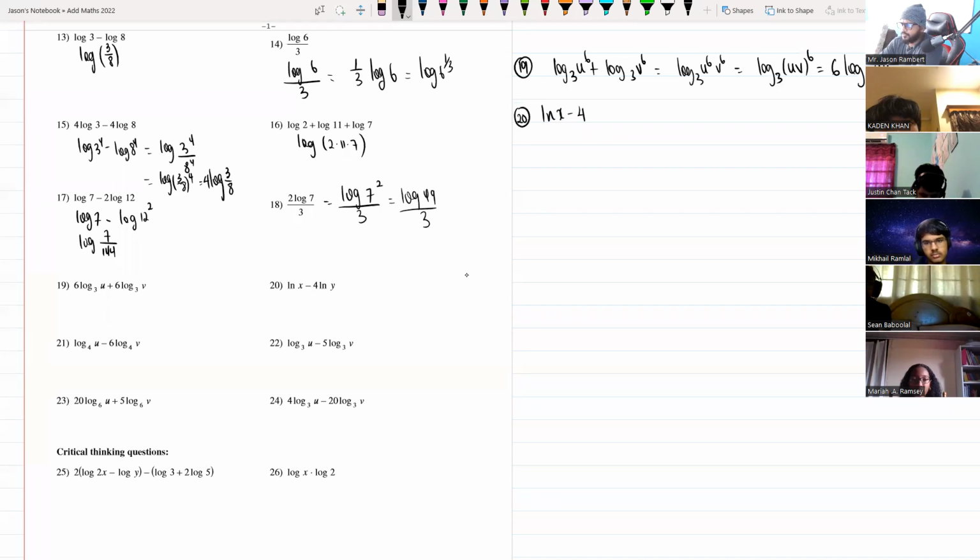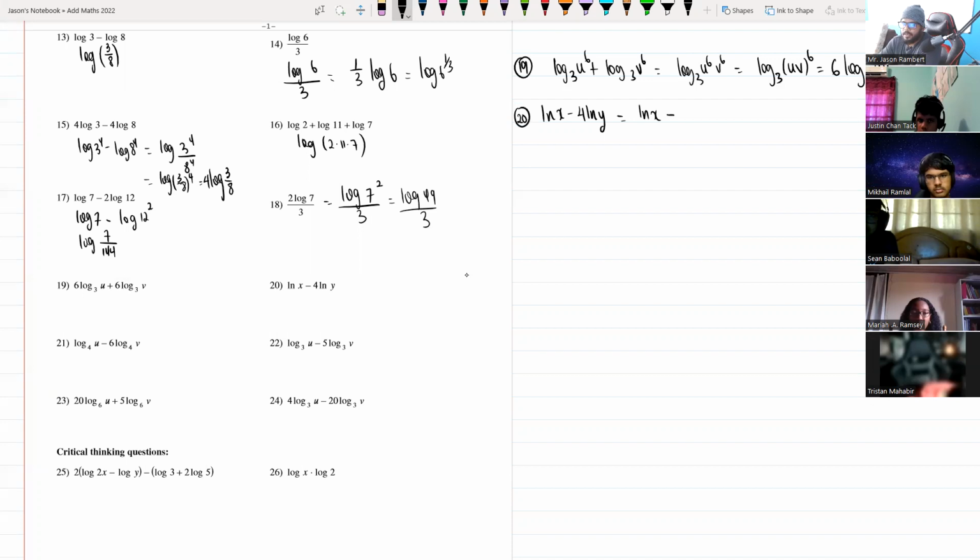ln of x minus 4 ln of y. Remember I told you all ln is just log to base e. It's just an abbreviation for log to base e. You will get accustomed to using this abbreviation because it is convenient. So this is ln of x, take away ln of y to the power of 4. These bases are the same. ln and ln, they are the same base. So this is ln of x divided by y to the power of 4. You all get that?